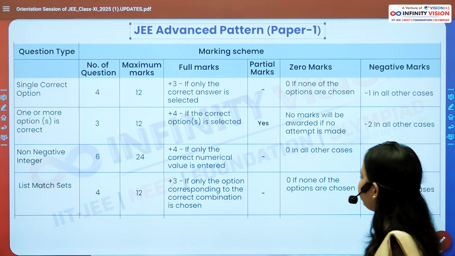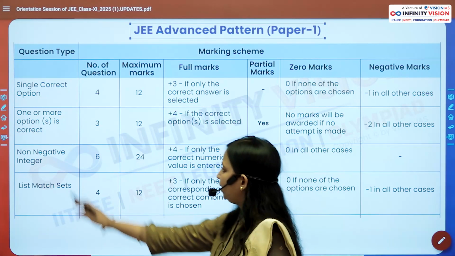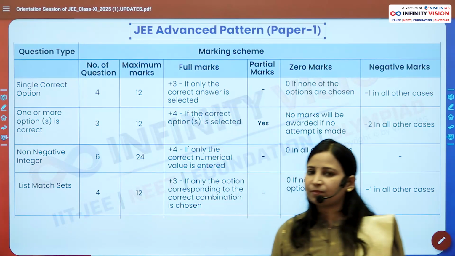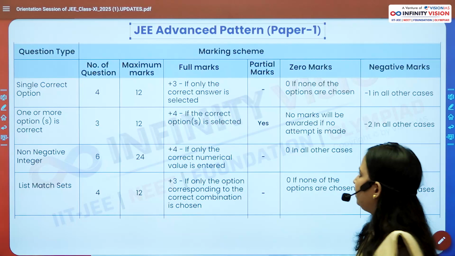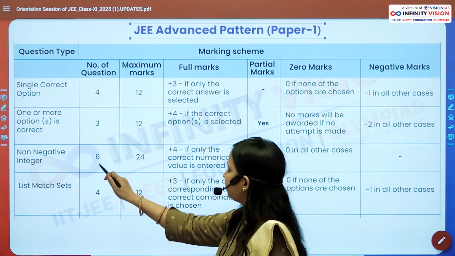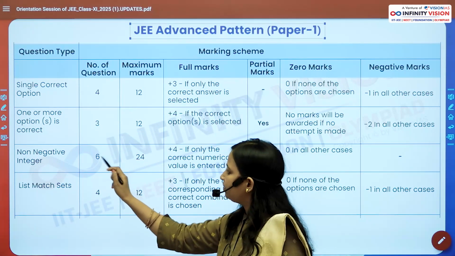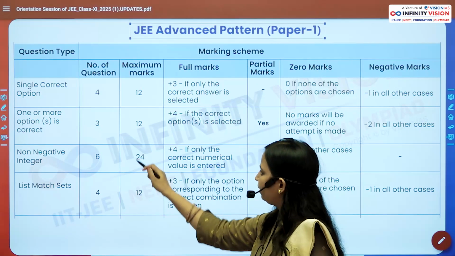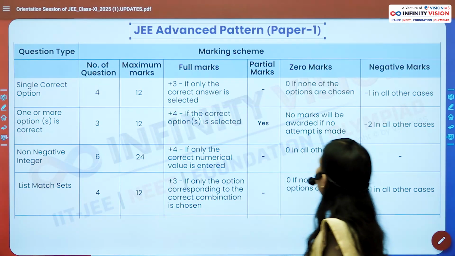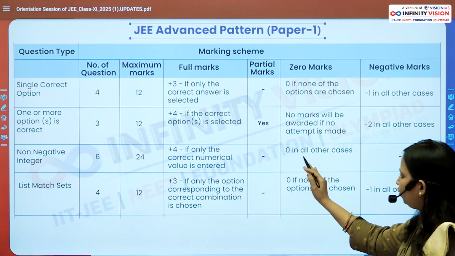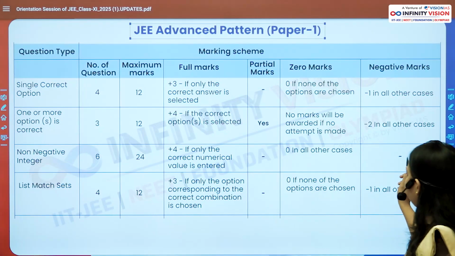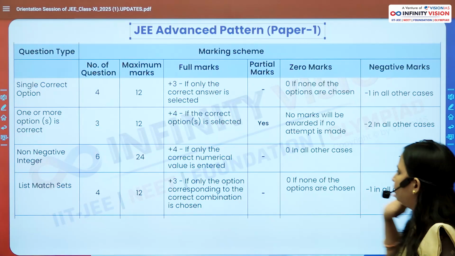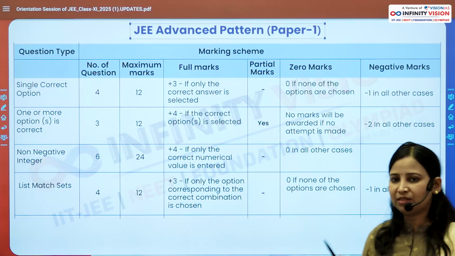Now the next section is non-negative integer. In this case, you have to report your answer in the form of an integer. The number of questions asked is 6, maximum marks 24. It means each question is of 4 marks, so maximum marks becomes 24. If you are not responding, you will get 0. If you respond correctly, you will get +4. And there is a good thing here: there is no negative marking in this section.